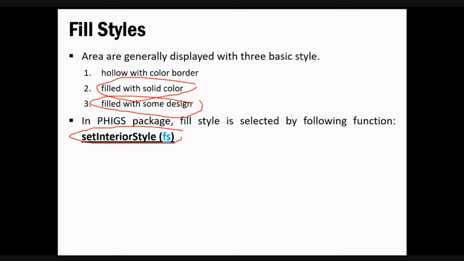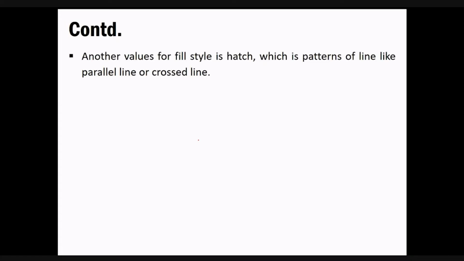Fill styles are selected by the following function, that is set interior style, with fs as our parameter. This is how you can fill it, and the values of fs include hollow, solid and pattern. If you choose any of these, you have to write that particular thing inside the parameter. So instead of value you have to write that particular thing. Over here it is hollow. If you want it hollow, then you can write hollow in the fs field. Similarly solid and pattern can be written.